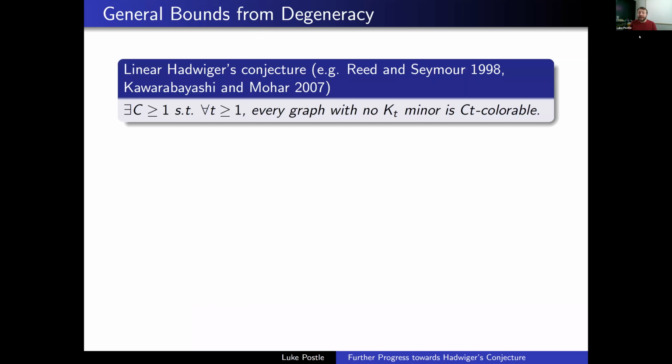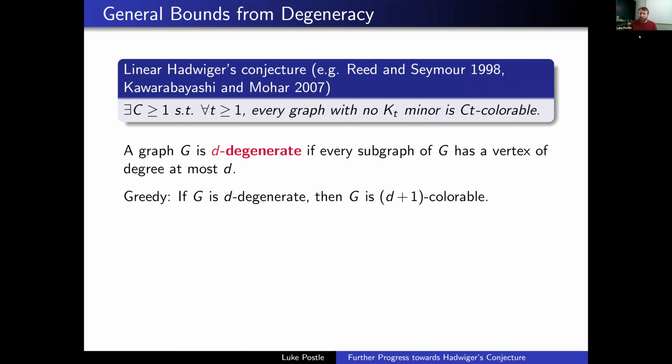One thing that would be nice is called the linear Hadwiger's conjecture. This was conjectured by various people, Reed and Seymour, Kawarabayashi and Mohar, saying just, weakening. Let's not try to hit exactly t-1, but is there some C where every graph with no K_t minor is Ct colorable? So this would get rid of some of the hardness, right? Because for planar graphs, we can 5-color pretty easily, 6-color definitely pretty easily. So trying to say, let's not get the exact number, but just in the right order. But even this is widely open and seems very hard.